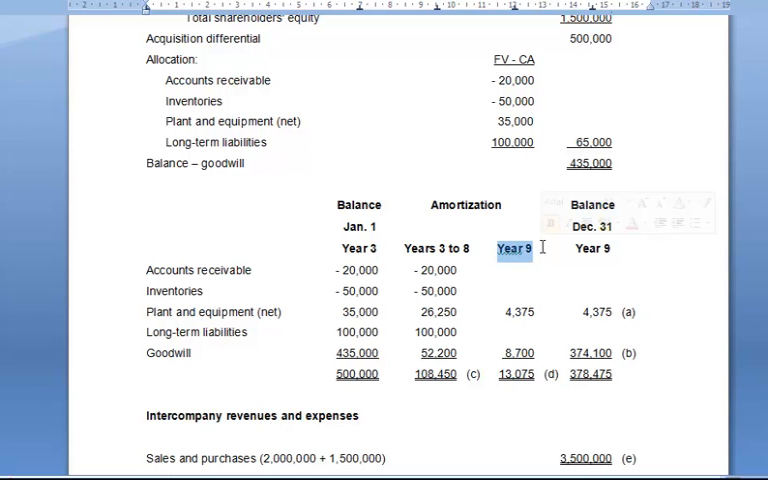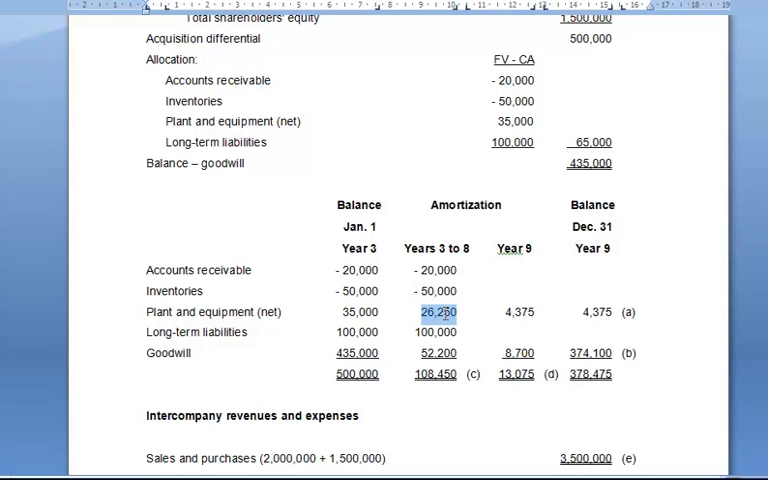So now if we have a look, we know that at the date we became related, this decrement here of 20,000 would have definitely been amortized between years 3 and 8. Why? Because by that time the receivables would have been turned over, right? So they would no longer be there. Similarly with the other current asset, inventory.